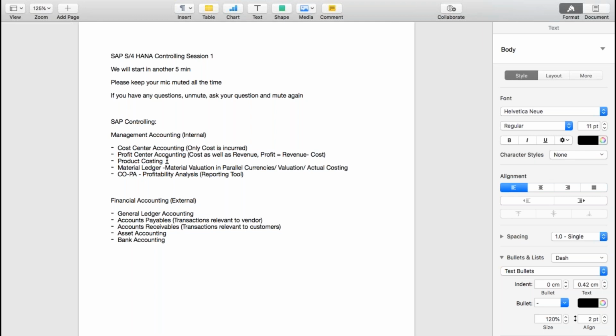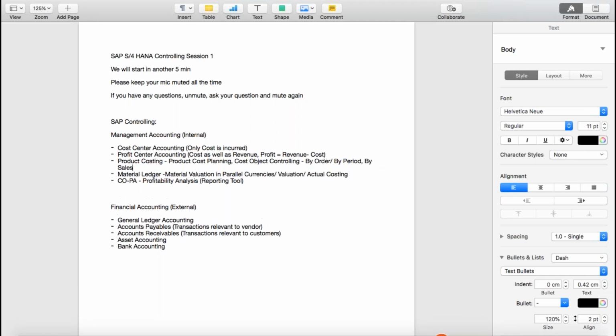Yes, Satish. That is part of product costing. When we talk about product costing, it includes two things: product cost planning and then cost object controlling. Within cost object controlling, you have product cost by order, by period, and by sales order. So this is part of product costing itself. Even the overhead costing will come in the product cost planning itself because overheads are normally applied on the product cost.